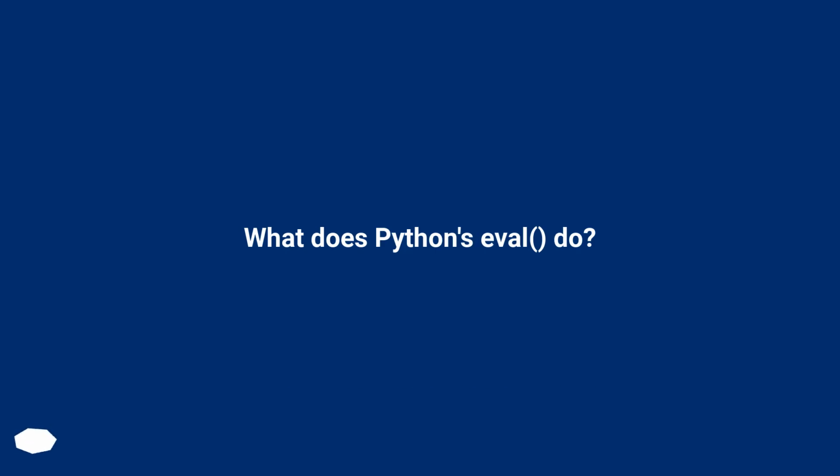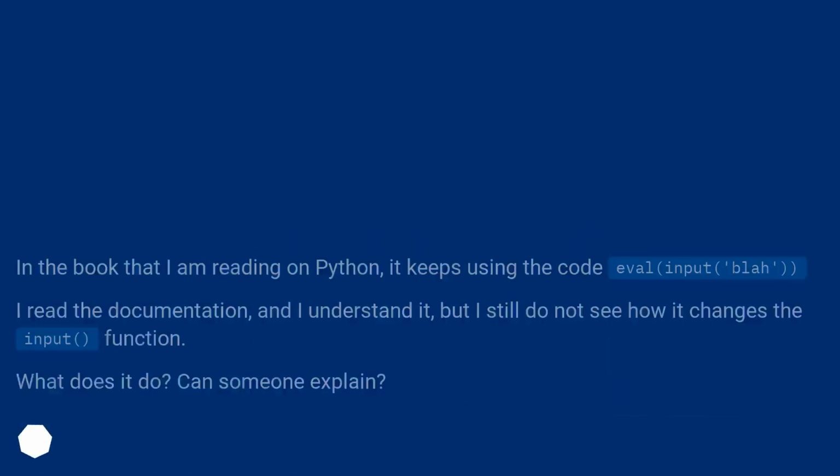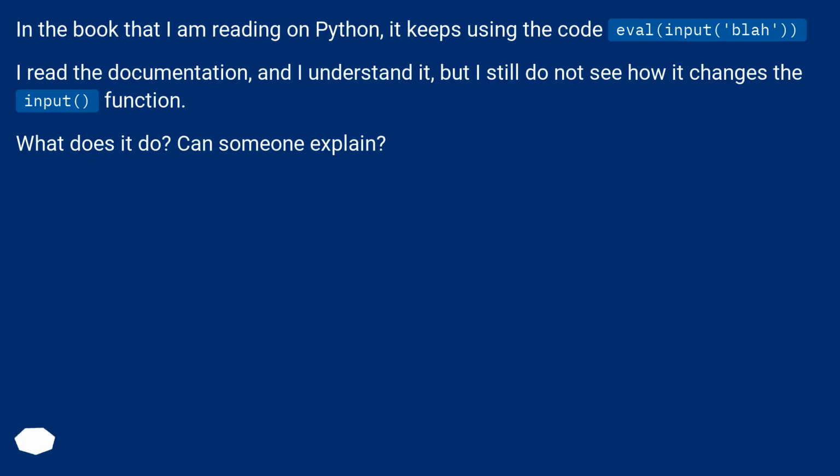What does Python's eval do? In the book that I am reading on Python, it keeps using the code eval(input(...)). I read the documentation, and I understand it, but I still do not see how it changes the input function. What does it do? Can someone explain?